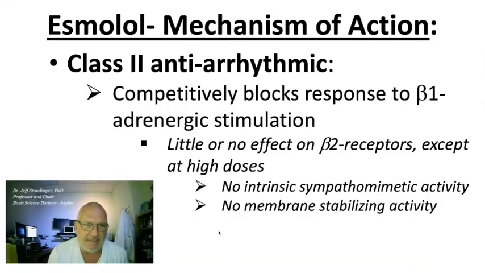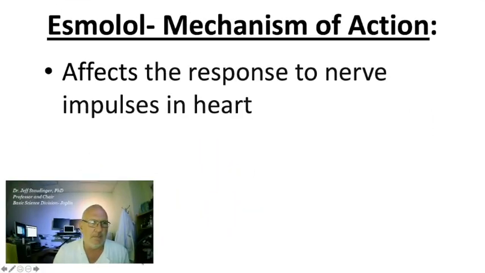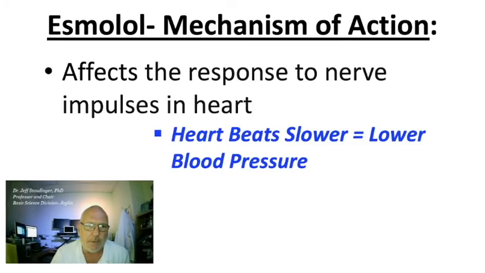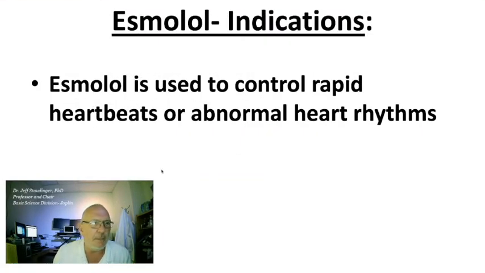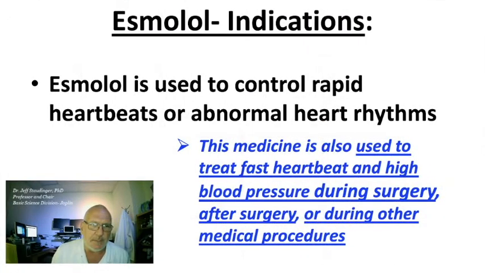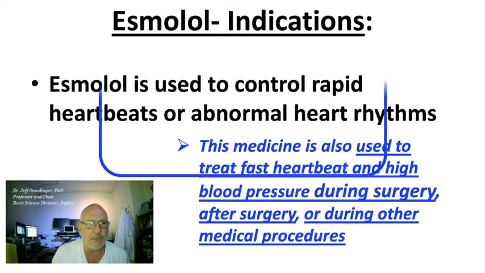There's a lack of activity at beta-2 receptors except at high doses, there's no intrinsic sympathomimetic activity and no membrane stabilizing activity. So Esmolol affects the response to nerve impulses in the heart. Thus the heart beats slower with lower blood pressure. Increased blood and oxygen to the heart is the result. Esmolol can be used to control rapid heartbeats or abnormal heart rhythms. It can also be used during surgery or after surgery or during other medical procedures.